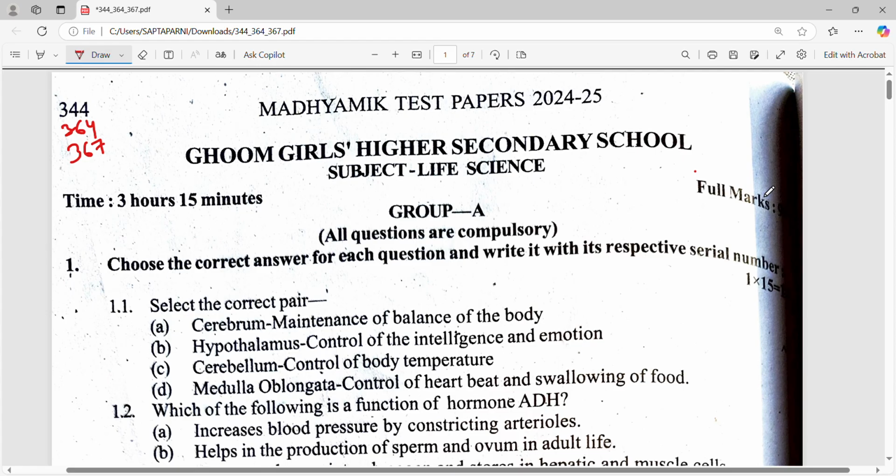So in today's video, we are going to discuss the 3 question sets from the Madhyamik Parshad test paper. The page numbers are page number 344, 364 and 367. In these 3 question sets, the questions of life science are given in English. Today we will discuss all the 1 mark questions from these 3 question sets.